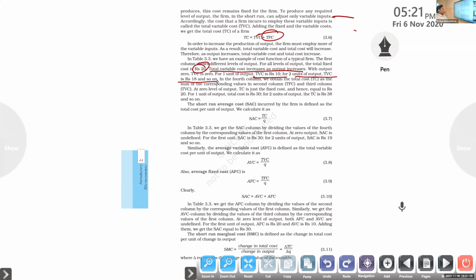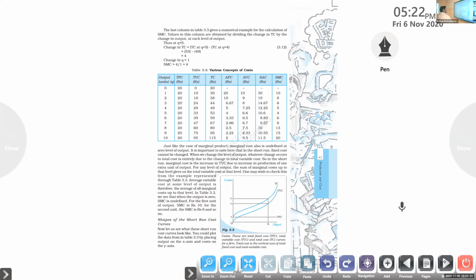In the fourth column, we obtain the total cost TC as the sum of the corresponding values of the second column, TFC, and the third column, TVC. At 0 level of output, TC is just the fixed cost and hence equal to ₹20. For 1 unit of output, total cost is ₹30. For 2 units of output, the total cost is 38, and so on. So you can see here in this table. In the first case, the total cost of production is 20 only. Product is 0, but TFC is 20. Coming to the second one, it is TFC plus TVC, that is 30. Next one, it is 38.